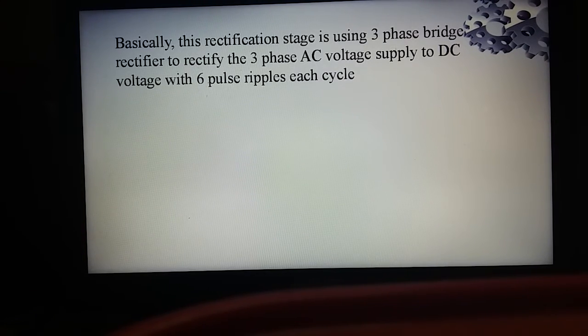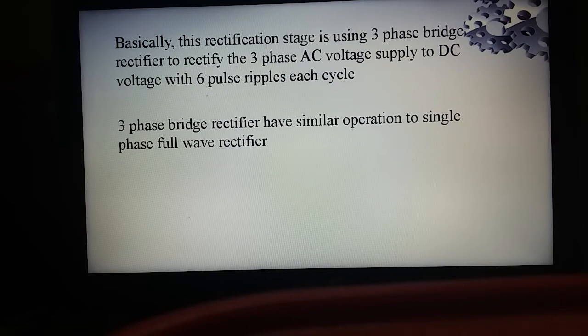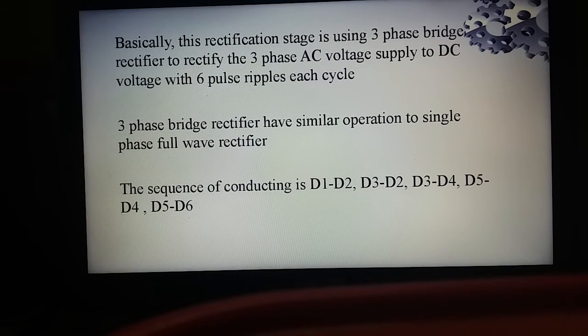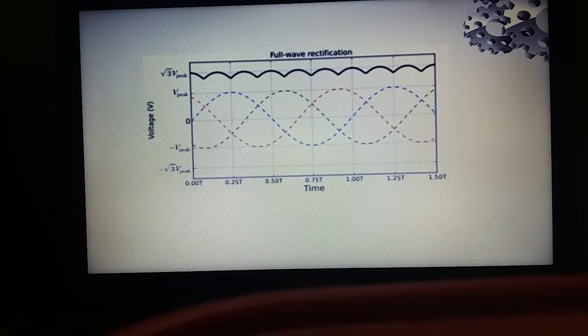Basically, this bridge rectifier rectifies the 3-phase AC voltage supply to DC voltage with 6 pulse ripples in each cycle. This 3-phase bridge rectifier has similar operation to the single-phase full wave rectifier, which rectifies the AC voltage to DC voltage using the sequence of conducting of these 6 diodes. The sequence of conducting is D1, D2, D3, D2, D3, D4, D5, D4, and D5, D6. In this diagram, from time T0 to T, there are 6 ripples formed from the 3-phase AC voltage input.